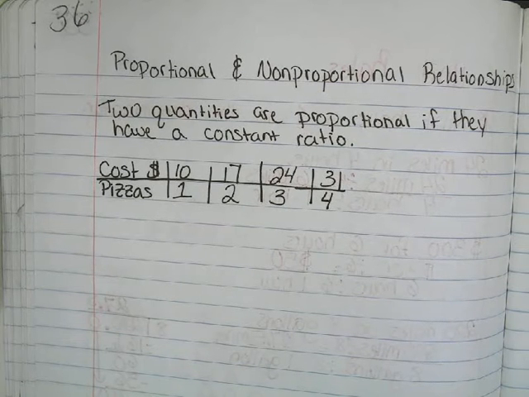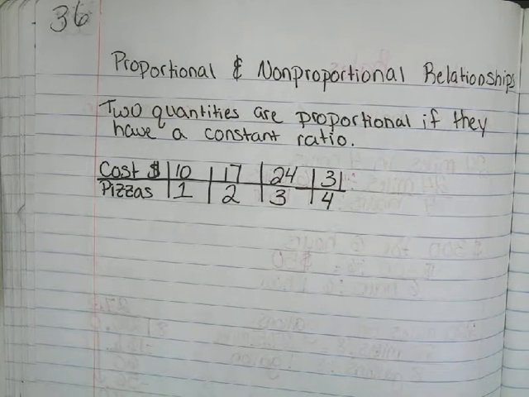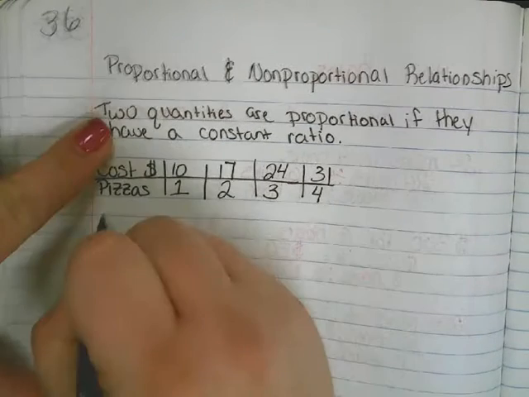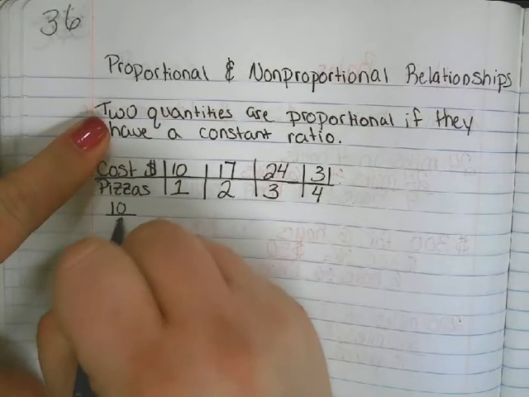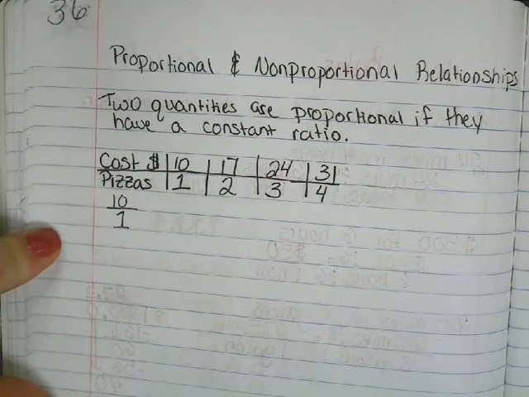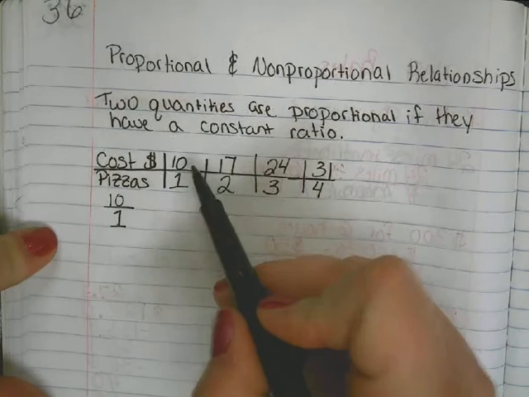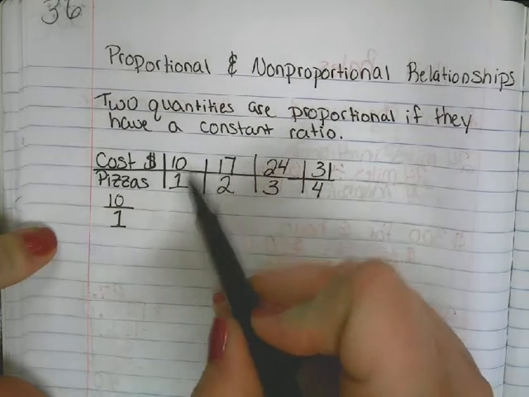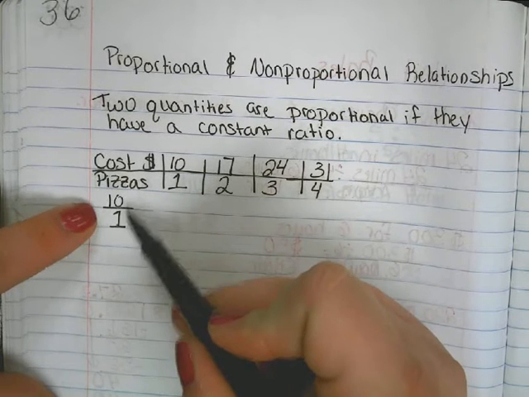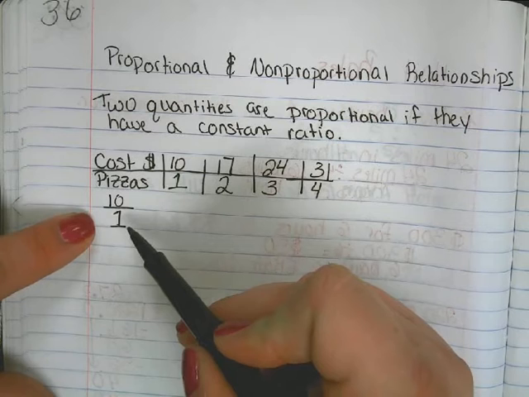So I'm going to look at the ratios of each of them. I'm comparing cost to the number of pizzas I'm buying. Looking at this first one, when I write my ratio, do you agree it would be 10 over 1? Everyone see how we got that? We're taking these two numbers and writing it as a fraction. So if I take 10 and divide it by 1, what do I get? 10.